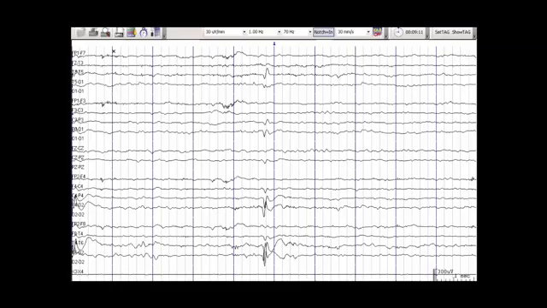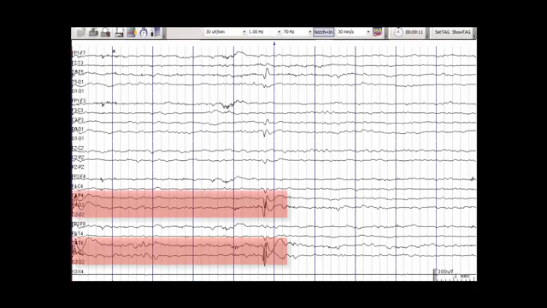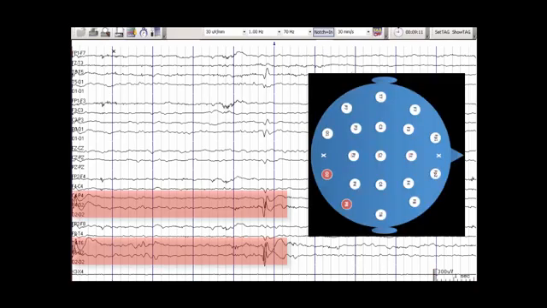Here is a slightly different focal epileptiform discharge. Whereas the other discharge was maximal in the temporal region, this discharge is maximal in the posterior aspect of the head, on the right side, and I have shown its maximal field in this diagram.